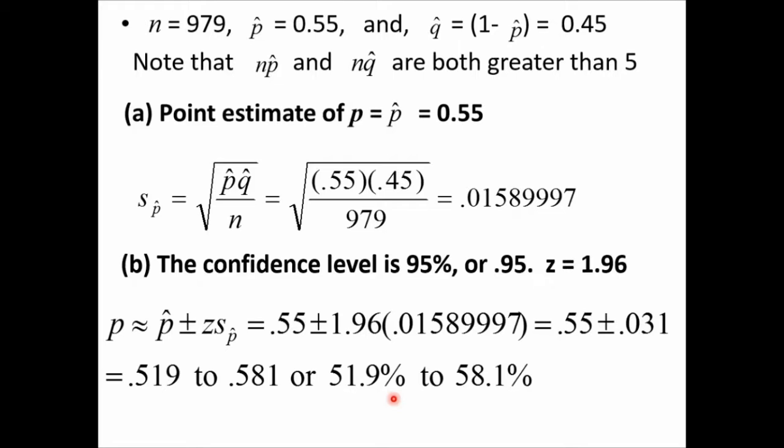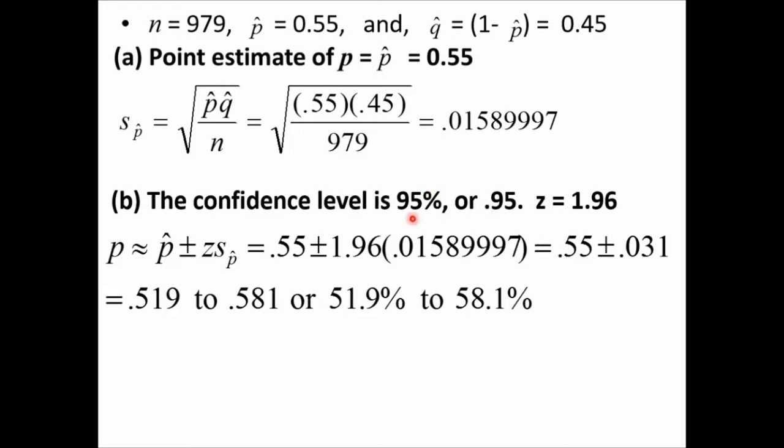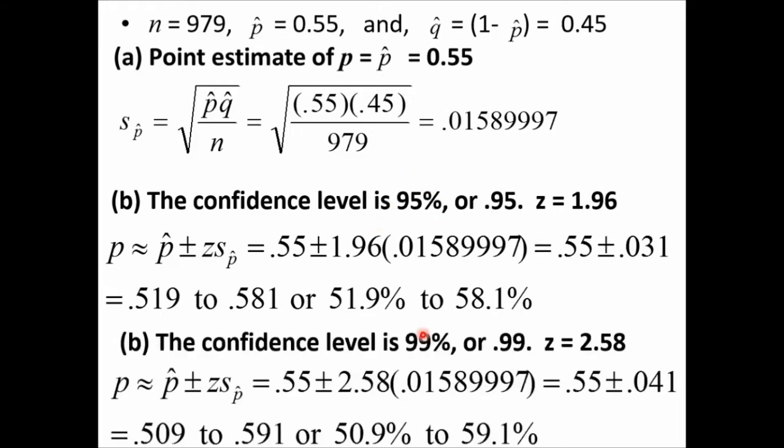Let's compare these two estimations here. Here is the estimation at 95%, and here is the estimation at 99%. And this is very important to compare the two, because the only difference between the two, keep in mind, in both estimates, we have the same point estimate of 0.55. We have the same standard error of 0.016. Nothing changed, the same sample size, and the same p hat and the same q hat. So the only difference was the z-value. In the first case, it was 1.96 because we were 95% confident. In the second case, it is 2.58 because we were 99% confident.